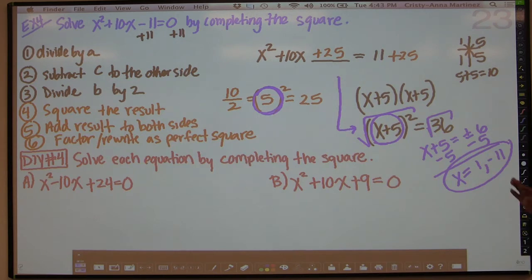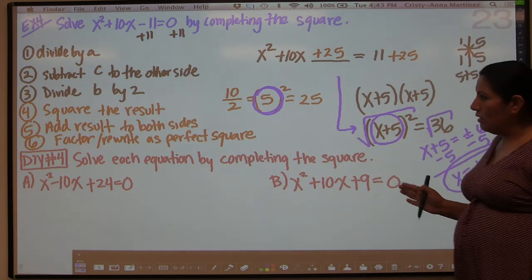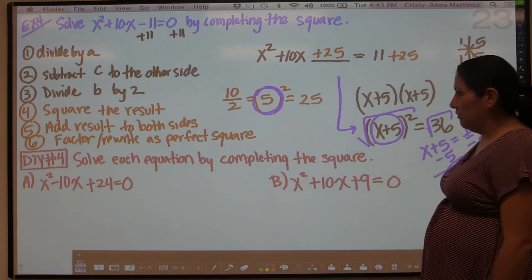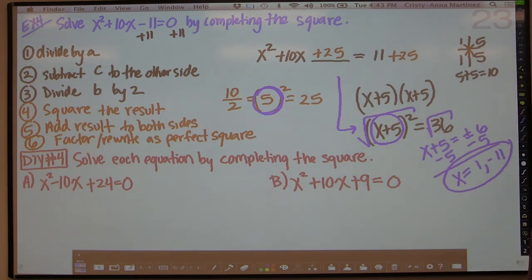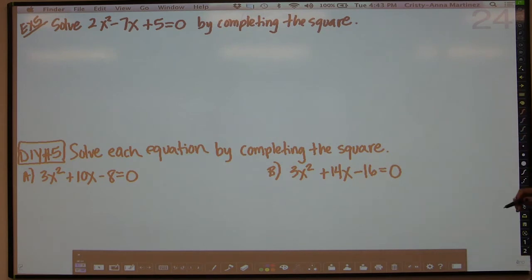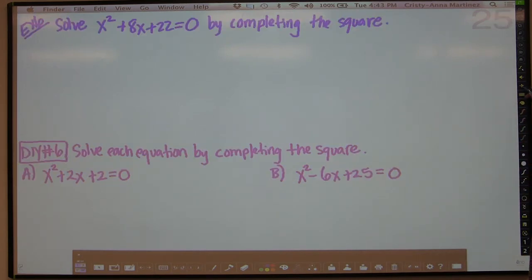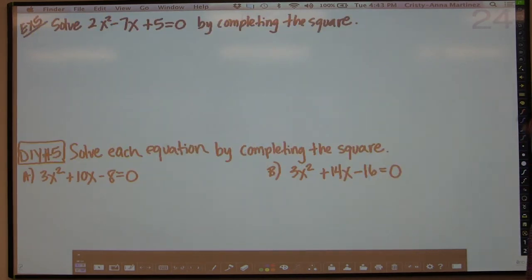Okay? So I would like for you to complete the square in your attempt to do it yourself number 4. And have no fear, we're going to do more completing the square examples, as number 5 is another one, and I think 6 is the last one. So we have 5 and 6 to go.